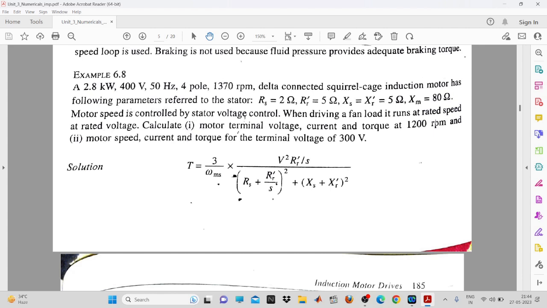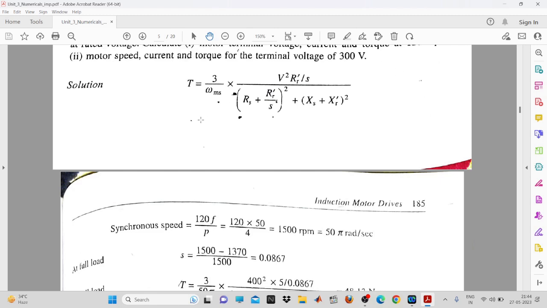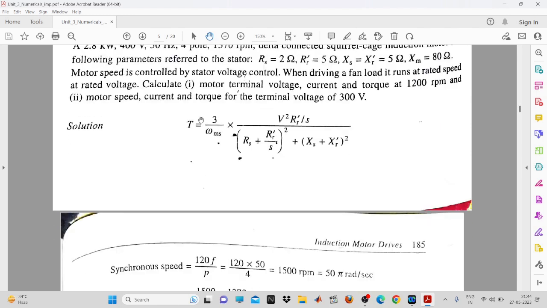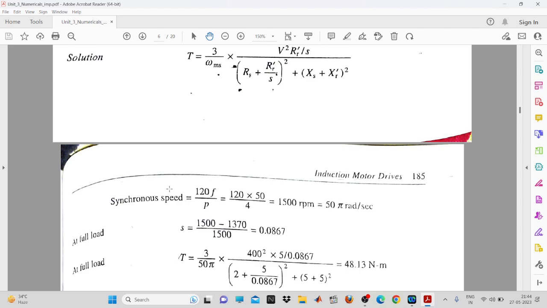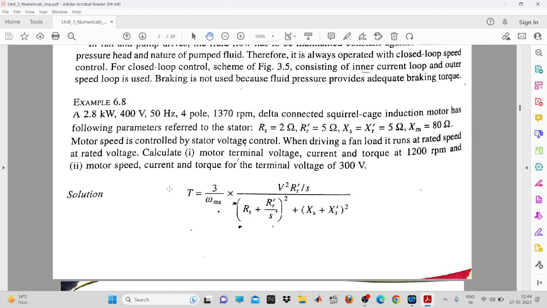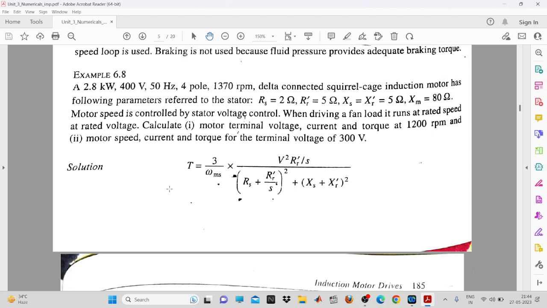I think in the first chapter only we have drawn some characteristics of the load, and that too a fan load. So fan load will be having some parabolic curve. You might have remembered that thing. Anyways, no need to go for that. First we calculate the synchronous speed, because this is very much required. First we'll try to calculate all the parameters depending upon the rated voltage, or the rated values we require.